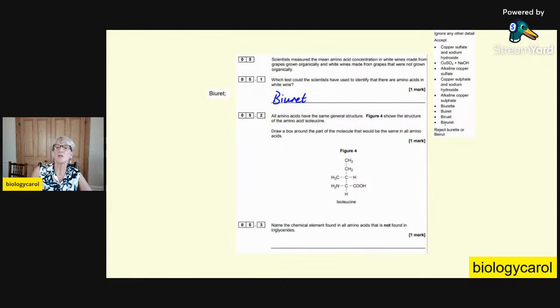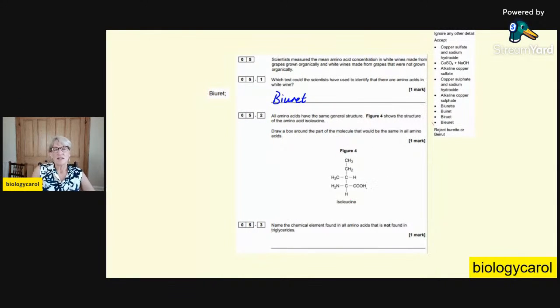So notice all the other ways that you could describe this. Notice that they would give you practically any spelling of Biuret, except they would not allow Buret, because that is a piece of chemistry equipment, and they won't allow Beirut, not surprisingly either.